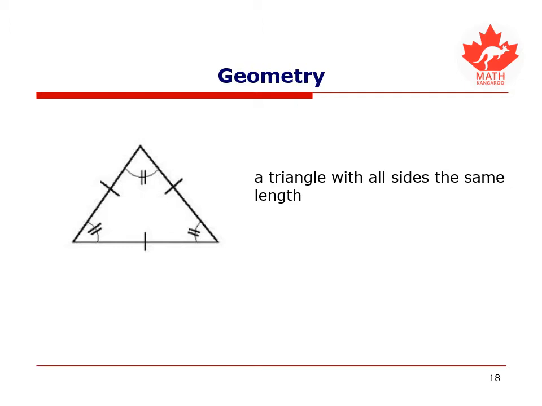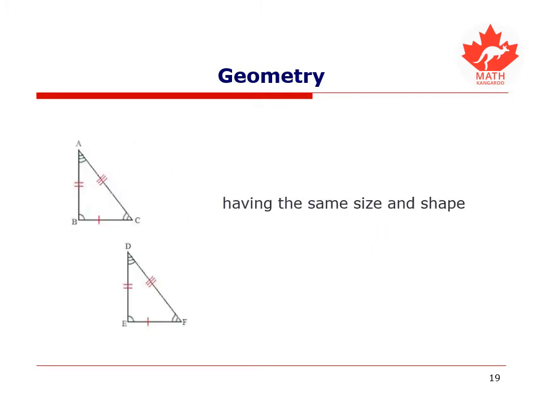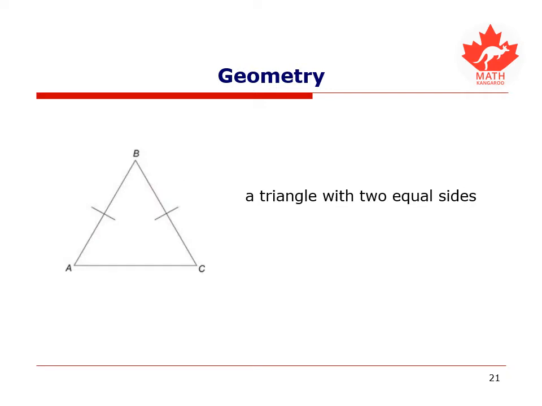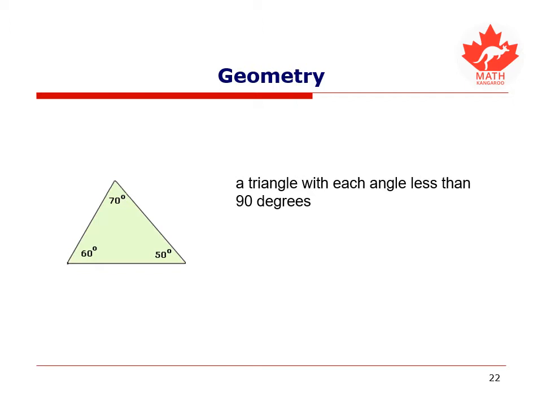A triangle with all sides the same length. Equilateral triangle. Having the same size and shape. Congruent. Next to, side by side. Adjacent. A triangle with two equal sides. Isosceles triangle. A triangle with each angle less than 90 degrees. An acute triangle.